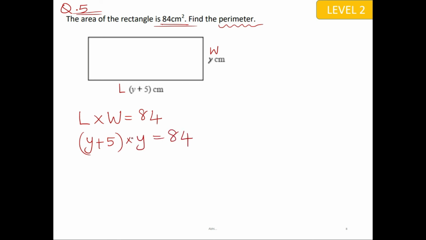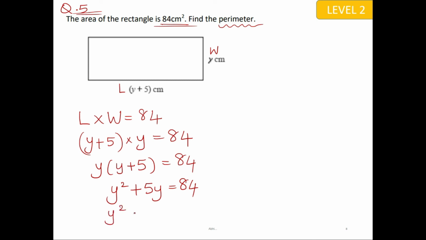So you expand the brackets. If writing like this is confusing for you, it's the same way. You can write it like this. It's the same. You have y squared plus 5y equals 84. This is going to be a quadratic expression.